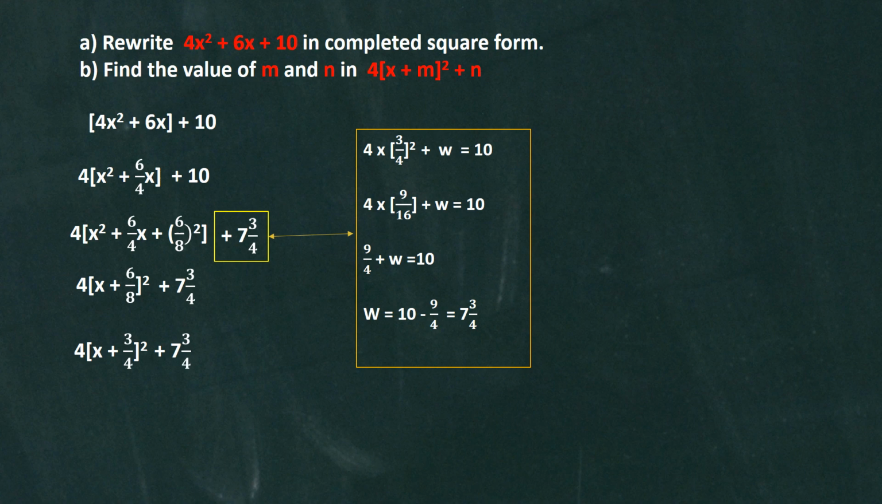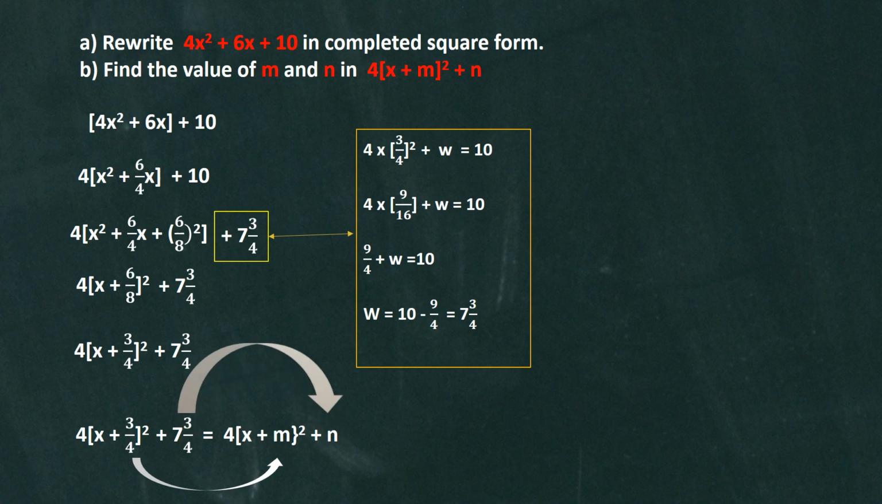Now, we are required to find m and n in the second part of that question. We're going to equate this solution that we've just found to what we were given as 4 into x plus m squared plus n. And clearly, where there is m, you can see we do have 3/4, and where there is n, we do have 7 and 3/4. Those two are our final solutions for this question.